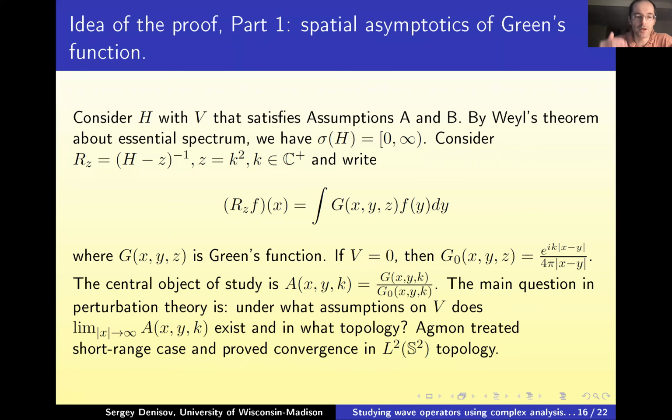So it depends on Y, because we fix the base point right here. And then it depends on K, because that's your spectral parameter. And it also depends on the direction along which you are trying to go to infinity. So we have this structure. And so already Eggman looked at this problem, but only for the short range case. And he proved some convergences in L2 topology. So this S2 is referring to the angle in which you want to go.